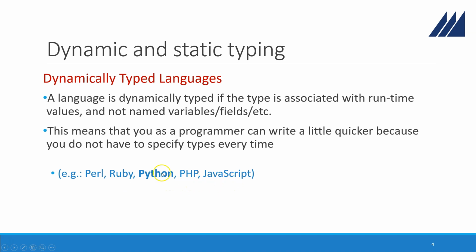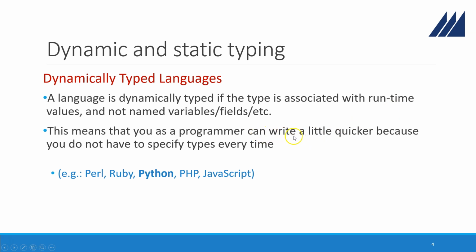PHP, and JavaScript. What is dynamic? Basically, you have the variable, and as you run it, in the runtime, you can assign to it whatever data type that you want. So if you have in your program x as a variable, and you assign it as an integer one time, and then assign it again as a string, it's going to work, it's going to accept it. That's pretty cool.